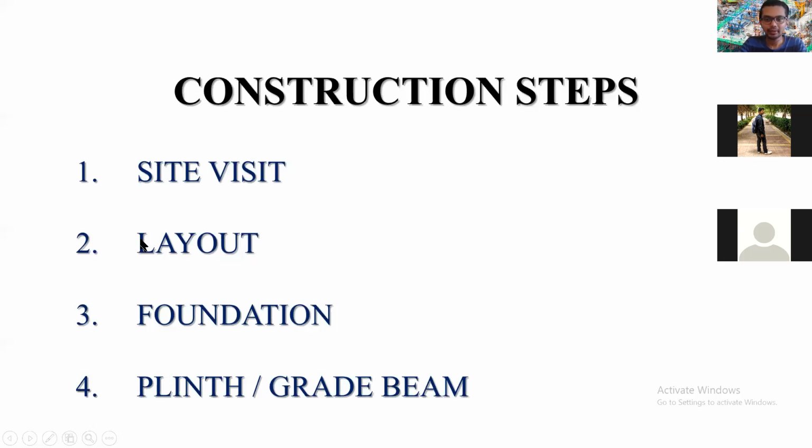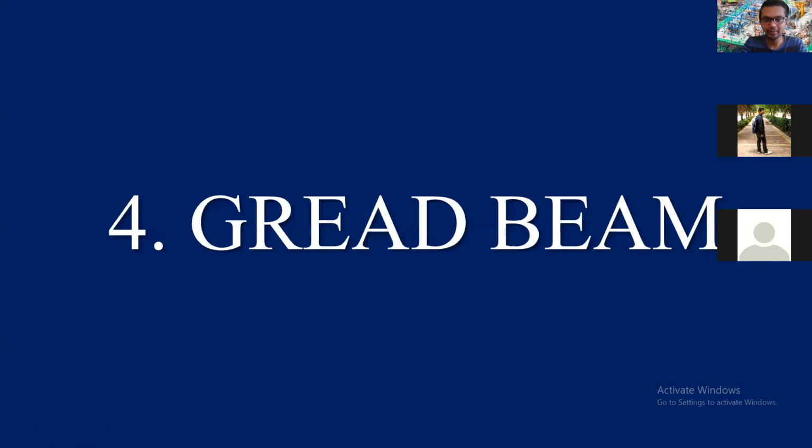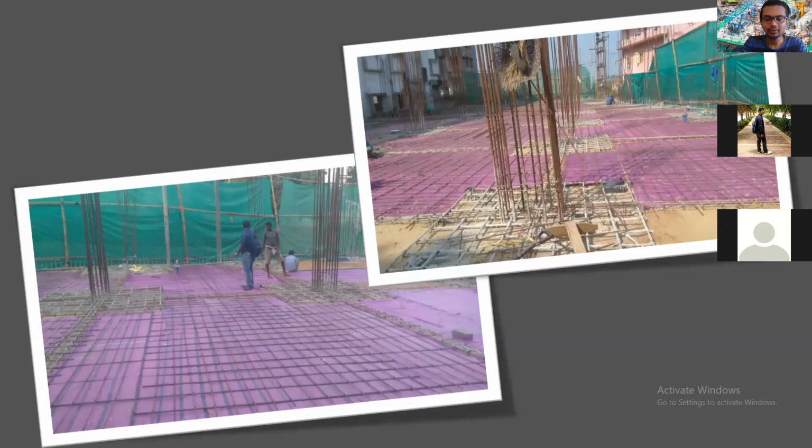So this was our construction steps, and then after foundation we have our grade beam. Spelling is correct; incorrect it will be GRADE. So basically the grade beam, as you can see here, connects your two pile caps together, and this is basically the level at which the basement will be given.